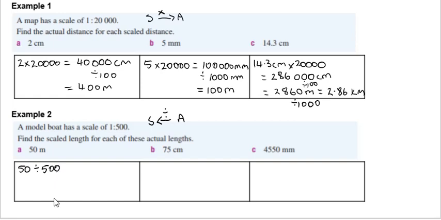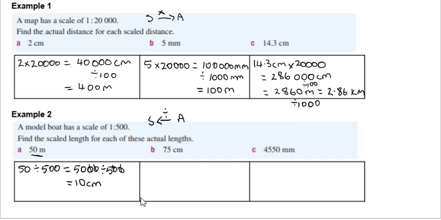I might change that to centimetres first, just to make it easier. So 50 metres is the same as 5,000 centimetres. And if I divide that by 500, zeros will go. Okay, 5 into 50 goes 10. Because I changed it into centimetres, my answer will be 10 centimetres. So in real life we had 50 metres. Our scale, which is 500 times smaller, gives us an answer of 10 centimetres.